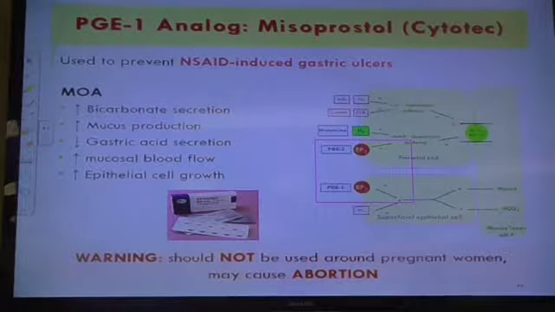But it's not only that. Prostaglandins PGE2 and PGI2 have an effect on the blood vessels. They can cause vasodilation, which increases the blood supply to the epithelial cells, and those epithelial cells have increased cell growth and turnover rate.